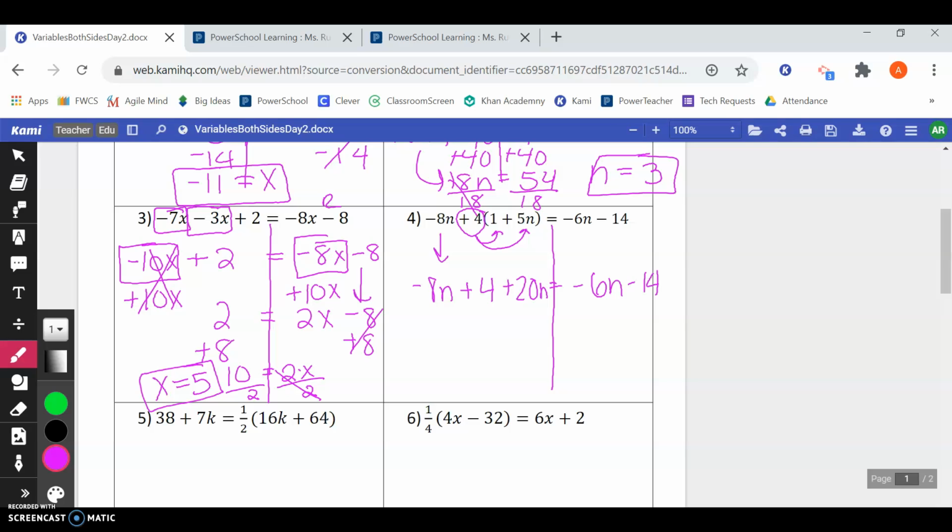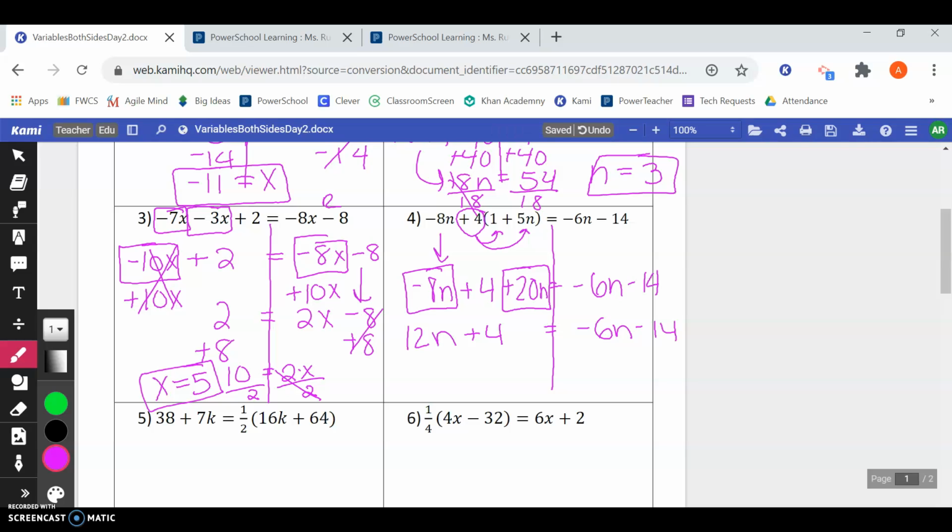Well, on the left, I can take it a step farther because I can combine like terms because I have this negative 8n and this positive 20n. So when I combine those, I notice that they have different signs. So I'm going to subtract my numbers. So 20 minus 8, that's going to be 12n. And then 20 is bigger, so I'm going to keep the sign attached to the 20. So it's going to be positive plus 4 equals negative 6n minus 14 still because I can't do anything on the right.